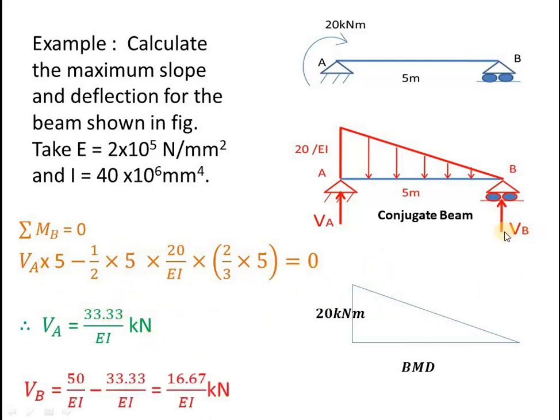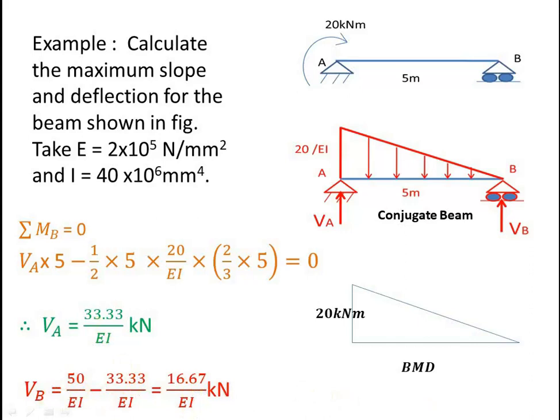Now to calculate VB, you know that sigma Fy equals 0. VA plus VB equals the total downward load. These two are upward, and this is downward. The total downward load is nothing but the area of this triangular load, so it is 1 by 2 base into height, that becomes 50 by EI. So the total load 50 by EI minus VA gives you VB, which is 16.67 divided by EI.